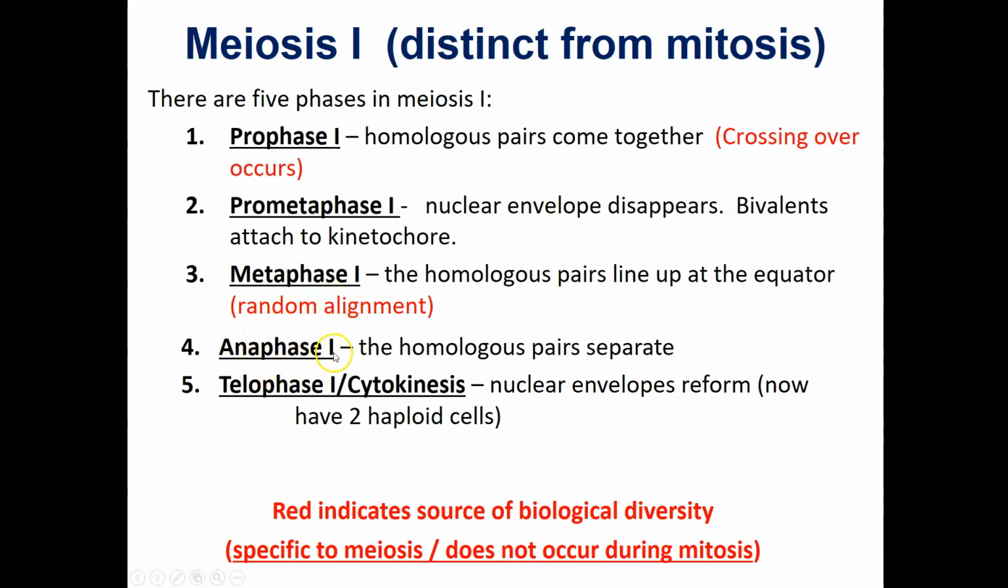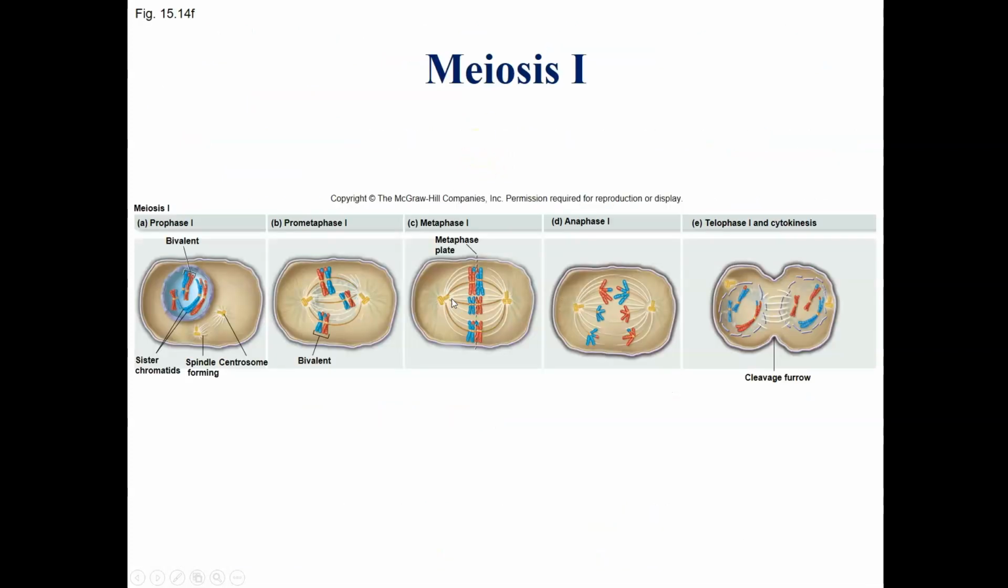Then we're going to enter into the anaphase, which is where those homologous pairs are going to separate, and then we're going to have the reformation of the nuclear envelope as well as the separation of those two cells, the cytokinesis. So two of the places that we are able to really increase our biological diversity is through prophase 1 as well as metaphase 1.